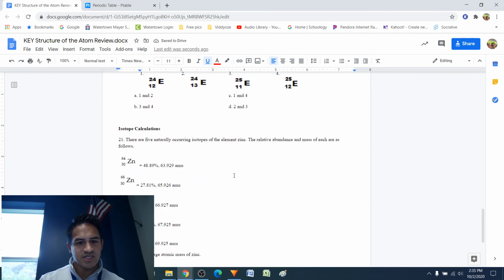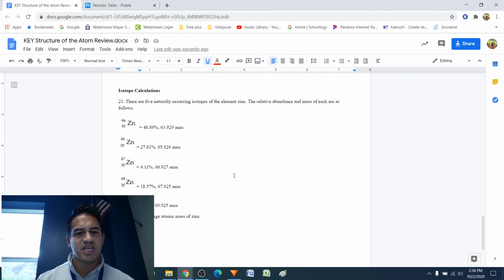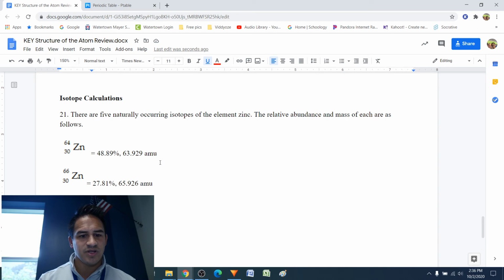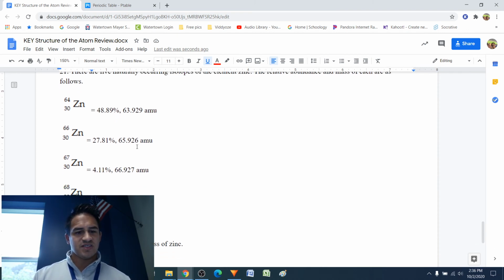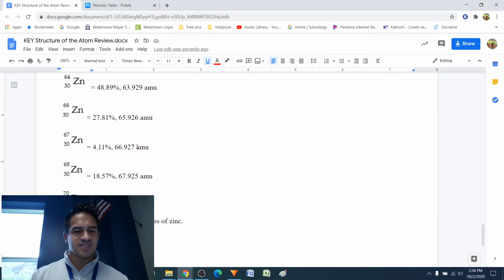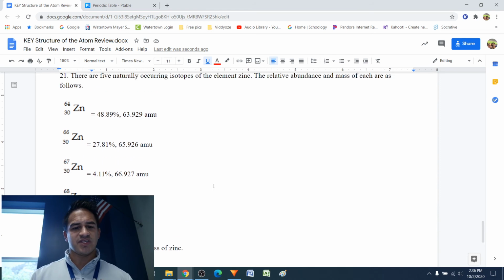Last question here. It says there are 5 naturally occurring isotopes of the element zinc. The relative abundance and mass of each are as follows. Let's zoom in a little bit here. We have zinc 64, which is 48.89% abundant, and they're giving us the specific mass, so it's technically 63.929, not 64. Then we have zinc 66, zinc 67, zinc 68, zinc 70. It wants us to calculate the average atomic mass of zinc.